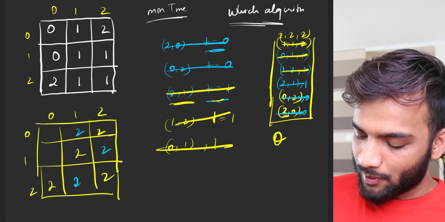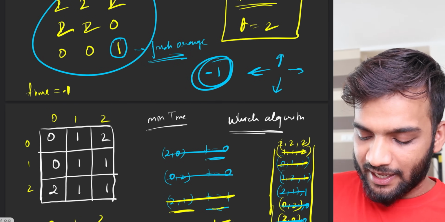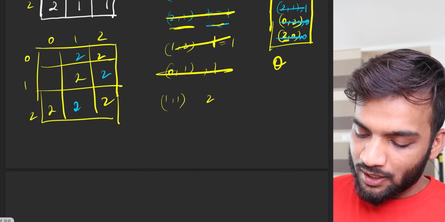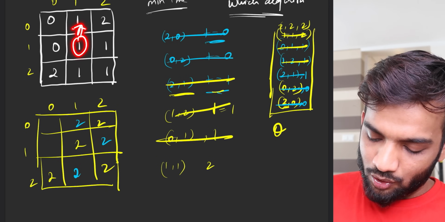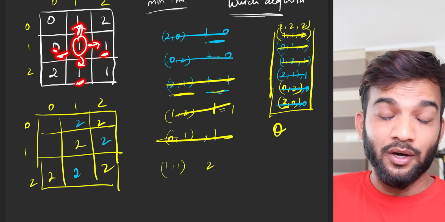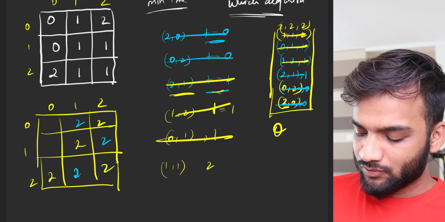Next time you get 1 comma 1 comma 2. So you got someone who took 2 seconds. So you can update the time to be 2 seconds. Now at 1 comma 1 comma 2, again if you see, this is already rotten, this is already rotten, this is already rotten, this is already empty. So no one again. This is also done.